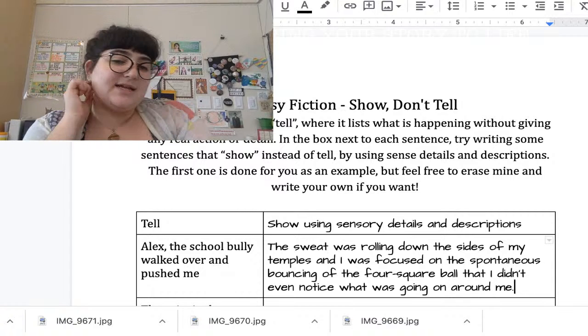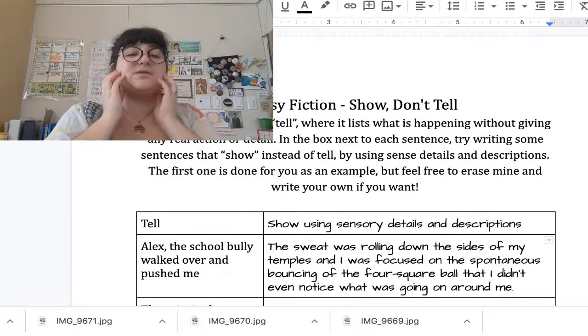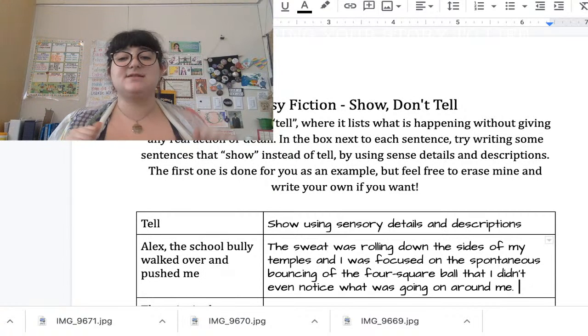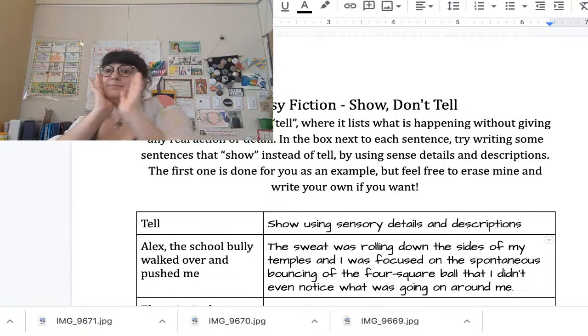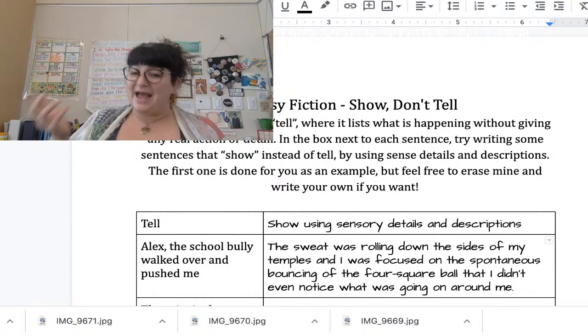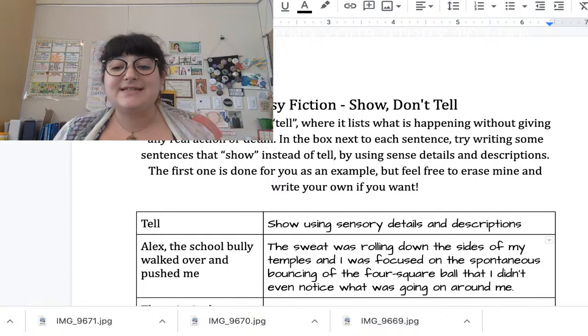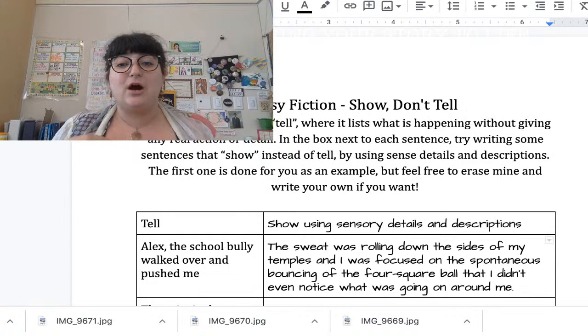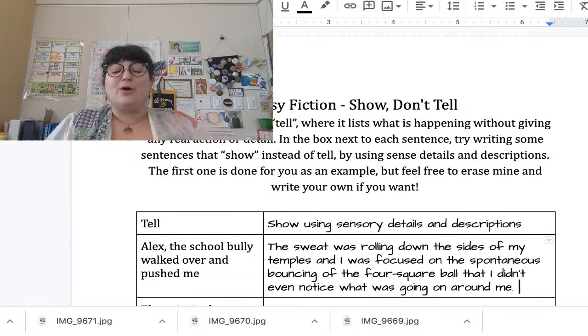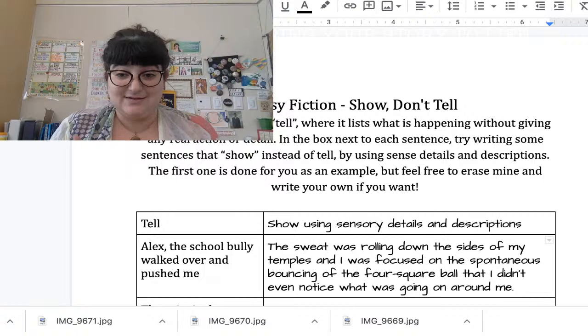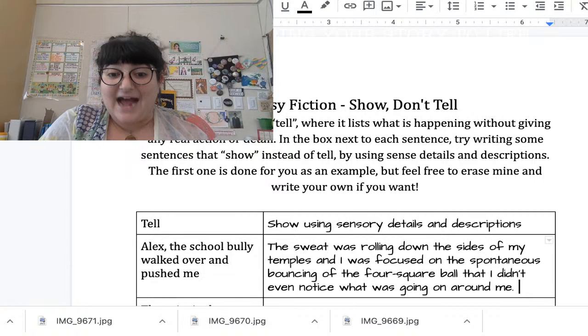And then I might consider, okay, so I really want to use sensory details. Like I can feel the sweat rolling down the sides of my face. I'm not just saying the bouncing. I want you to know that with Foursquare, you don't know where the ball is going to go. It bounces spontaneously. And so really I'm trying to show, not tell. I want to show that I'm distracted, right? Like I didn't even notice what was going on around me.